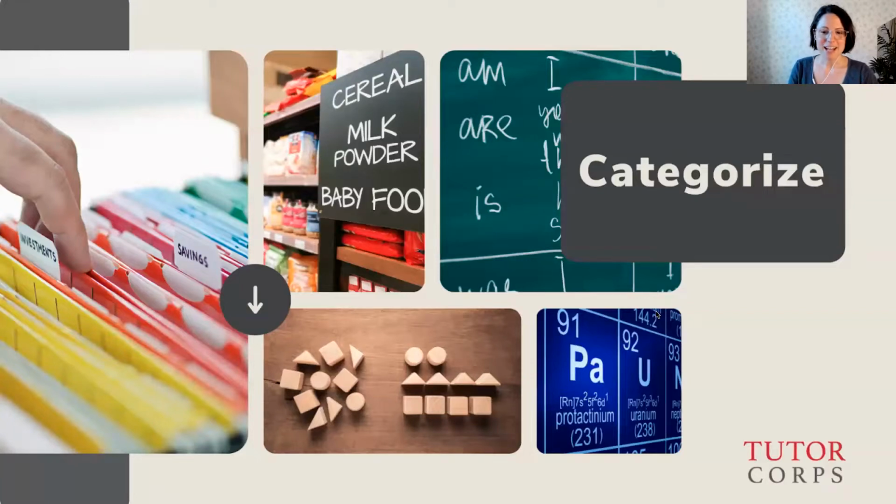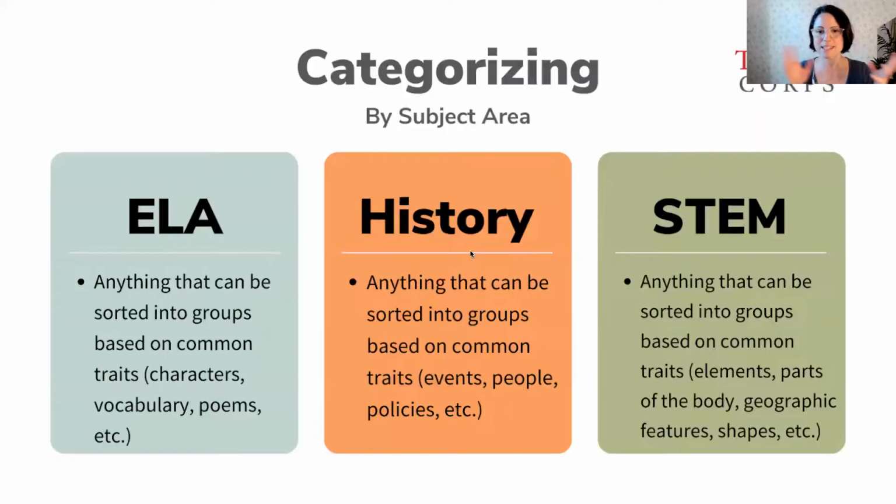All right, categorize. So again, there's always things that we're categorizing. Across the board here, it's anything that can be sorted into groups based on common traits. In ELA, maybe it's characters, vocabulary words, styles and poems. In history, events, people, policies. In STEM, elements from the periodic table, parts of the body, organs, geographic features, shapes, right? Anything that you can categorize, you can do here.